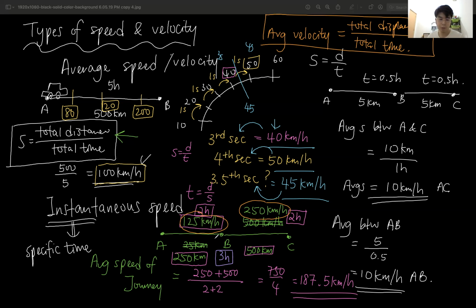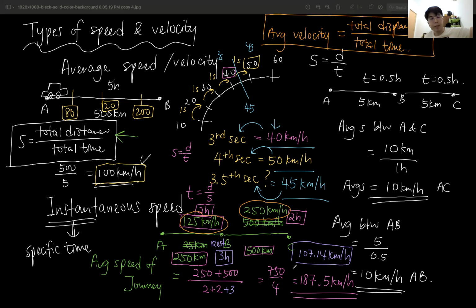So here it is 2 plus 2, and if he rests for 3 hours, you have to plus 3 hours as well. Plus 3, it becomes 7. So 750 divided by 7, you get 107.14. This is the average speed if he takes a 3-hour rest in between.